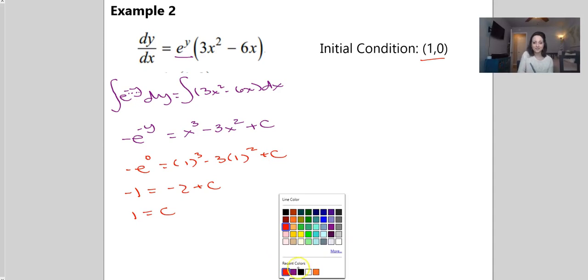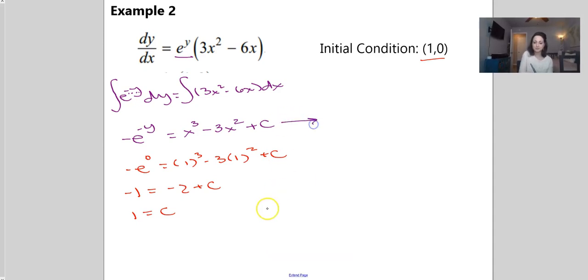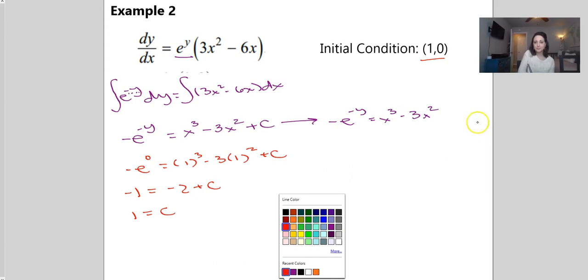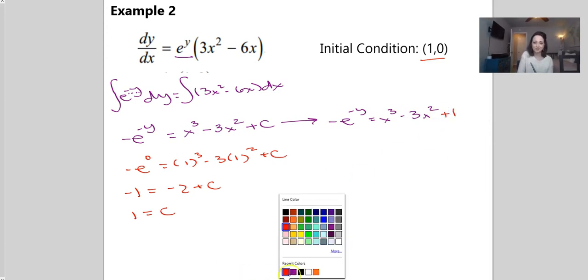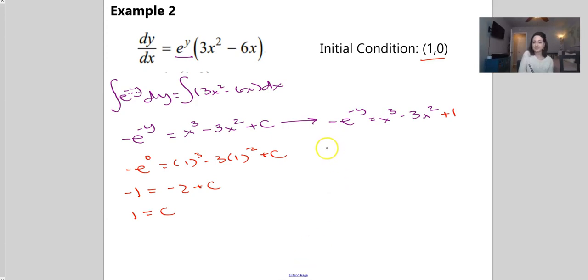Okay, so from there, you're going to come back to the first time you put your plus c and plug that in. So I've got negative e to the negative y equals x cubed minus 3x squared, and then put your +1 in there. All right, so let's solve for y. What's the first thing I need to get rid of? First thing is the negative. So let's just multiply everything by -1. So I'll have negative x cubed plus 3x squared minus 1.